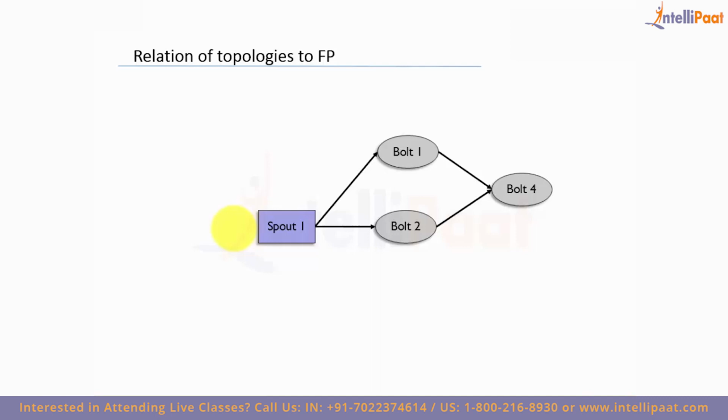If I want to draw an analogy to functional programming, I may say that the data is on the spout side. The spout will read this data and send it to bolt 1 and bolt 2, which apply functions f and g respectively on the data. They will write out the data after applying functions f and g to bolt 4, which further applies function h on the already transformed data to derive the business logic out of it.